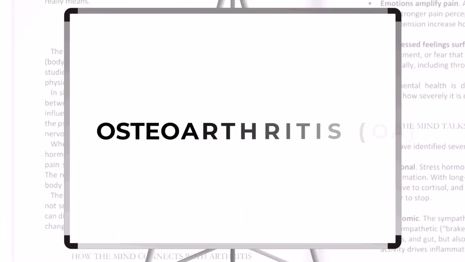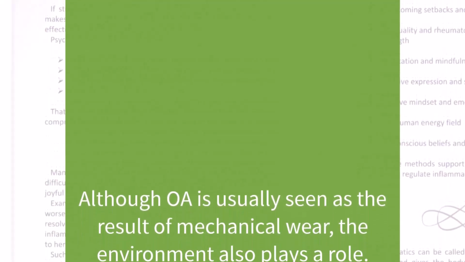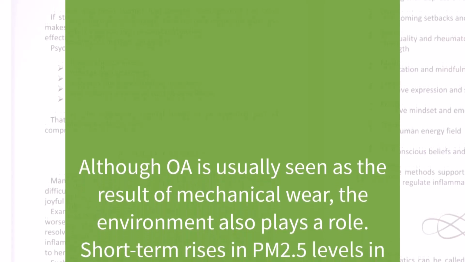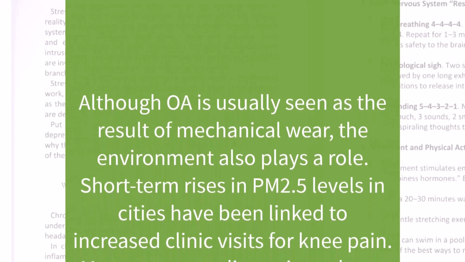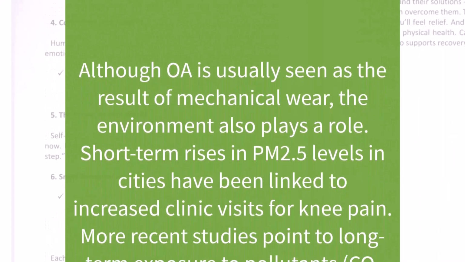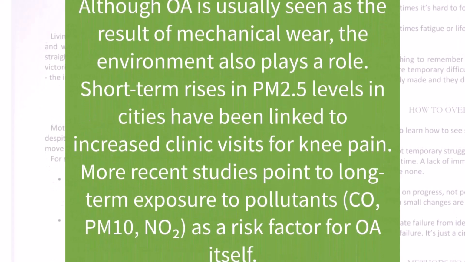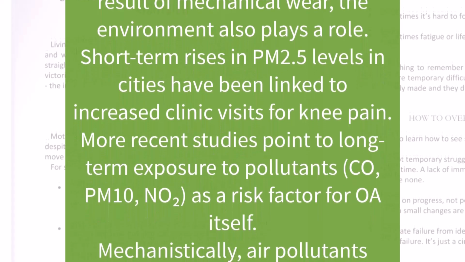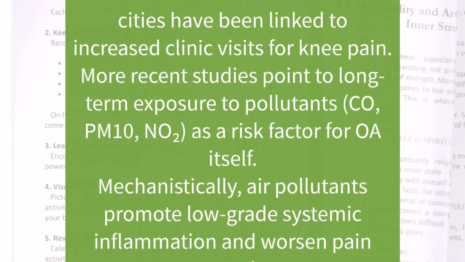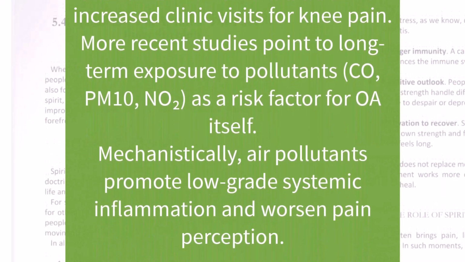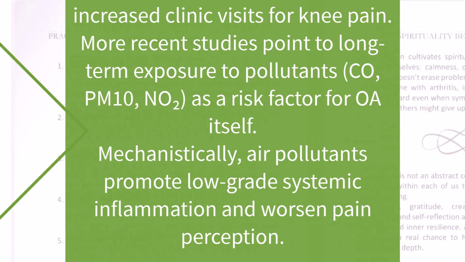Osteoarthritis, OA. Although OA is usually seen as the result of mechanical wear, the environment also plays a role. Short-term rises in PM 2.5 levels in cities have been linked to increased clinic visits for knee pain. More recent studies point to long-term exposure to pollutants, CO, PM10, and O3 as a risk factor for OA itself. Mechanistically, air pollutants promote low-grade systemic inflammation and worsen pain perception.